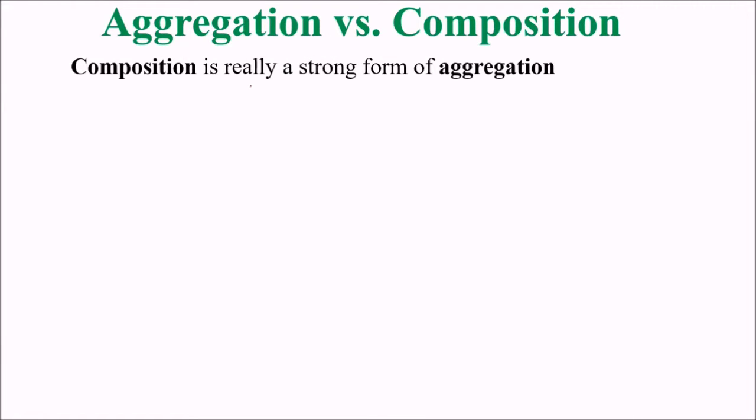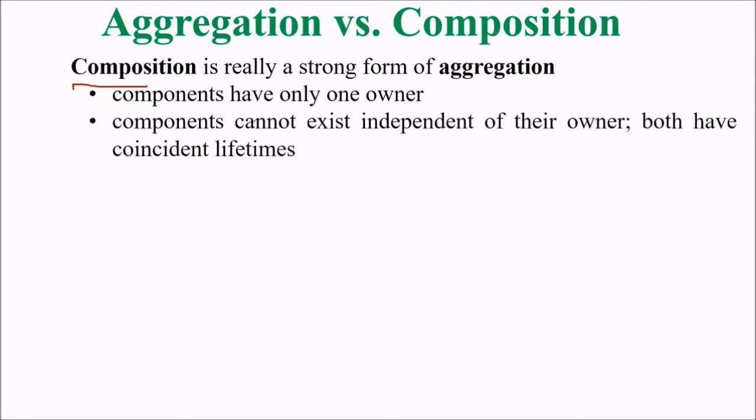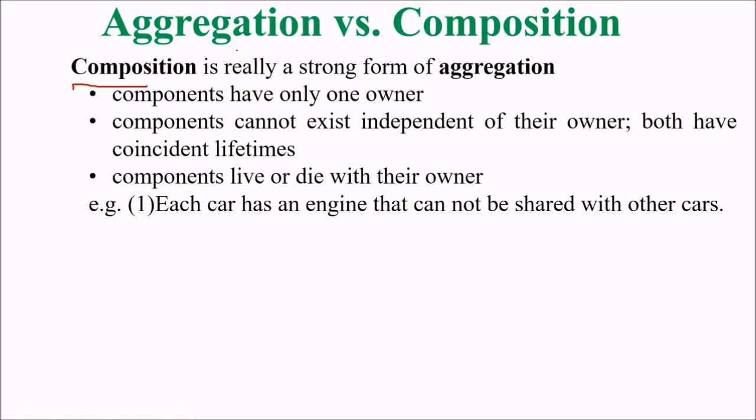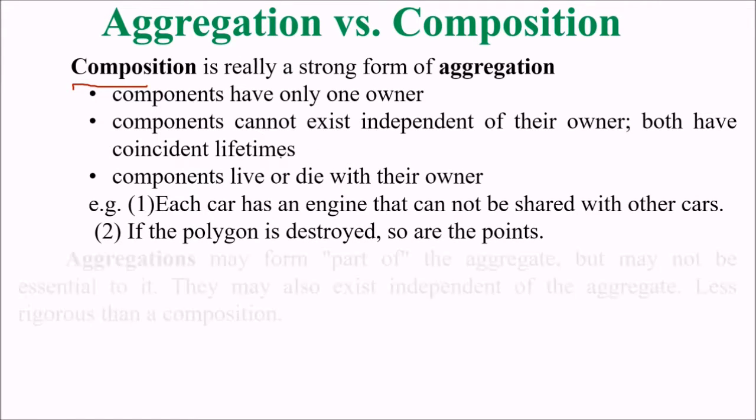Aggregation versus composition, we have just talked about it. Composition is really a strong form of aggregation, nothing else. Components have only one owner. Components cannot exist independent of their owner. Both have coincident lifetime. Components live or die with their owner. For example, each car has an engine and that cannot be shared with other cars. If the polygon is destroyed, so are the points.